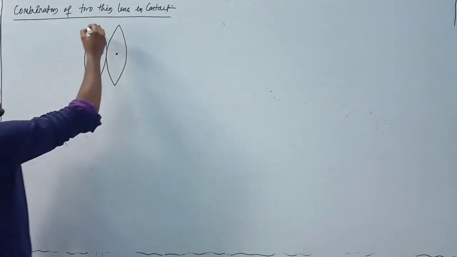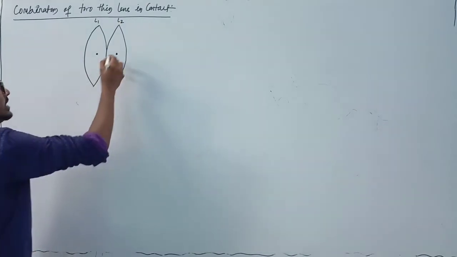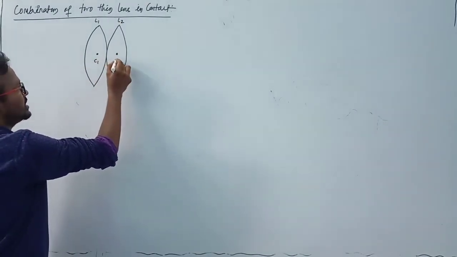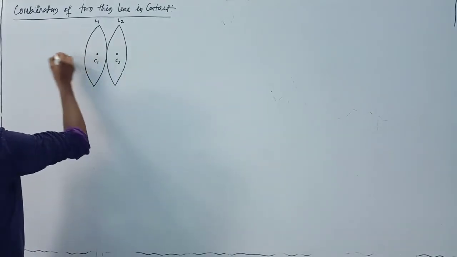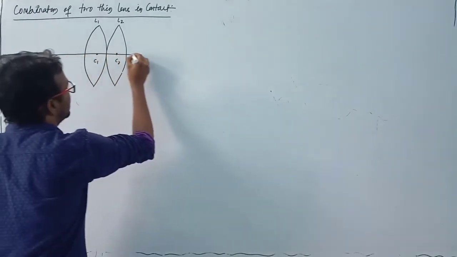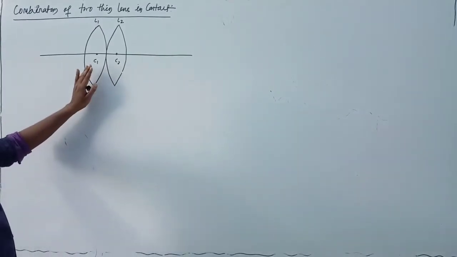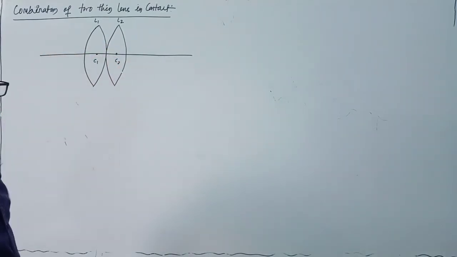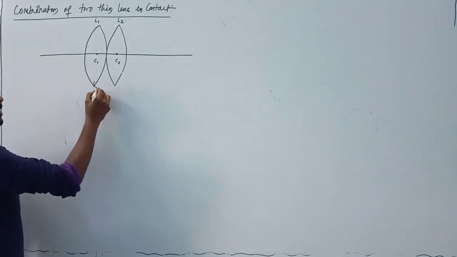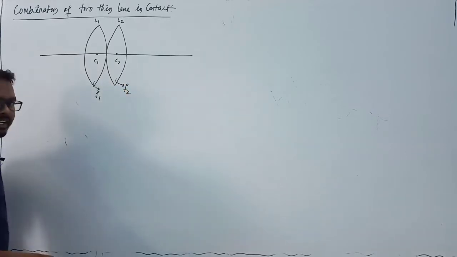Suppose here this is thin lens L1 and here lens L2, and their optical centers are C1 and C2. If we join the line passing through these optical centers C1 and C2, this is known as the principal axis. That means the two optical centers lie along the same principal axis. Suppose the focal length of the first thin lens is f1 and similarly the focal length of the second is f2.